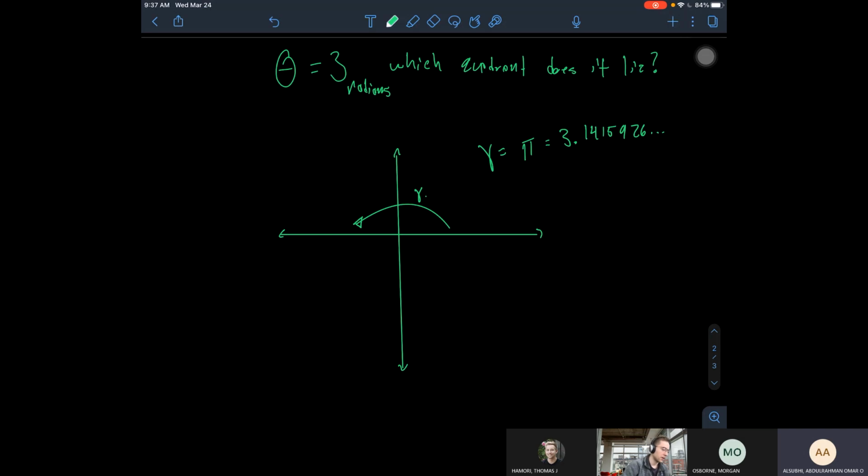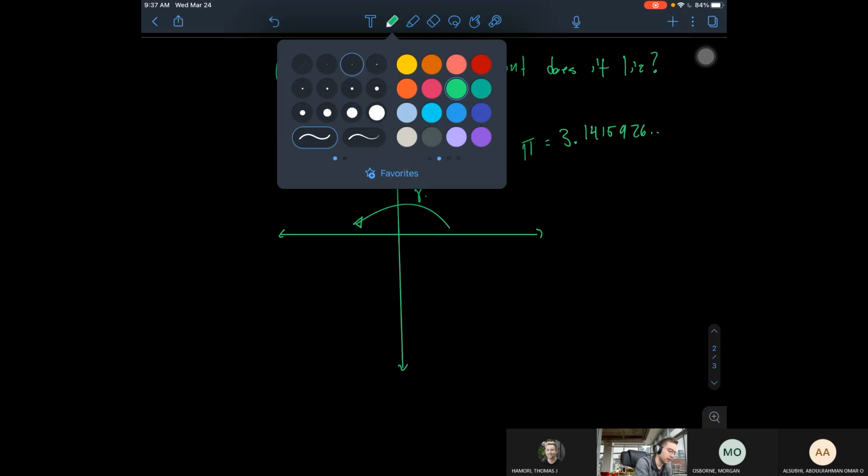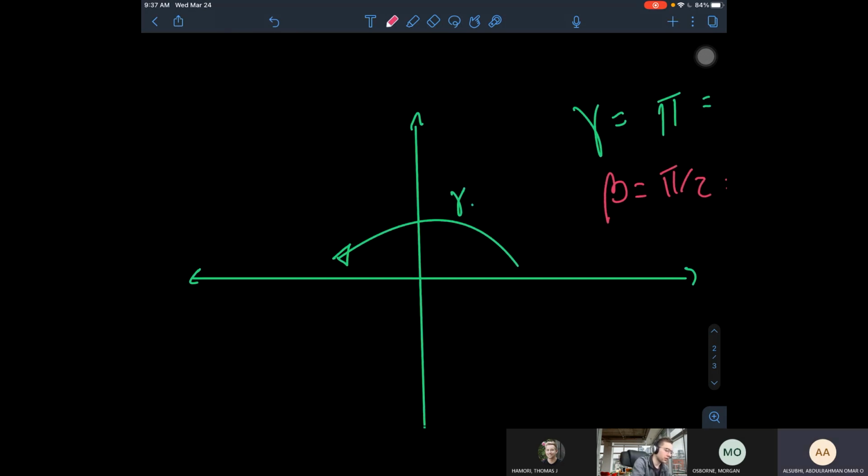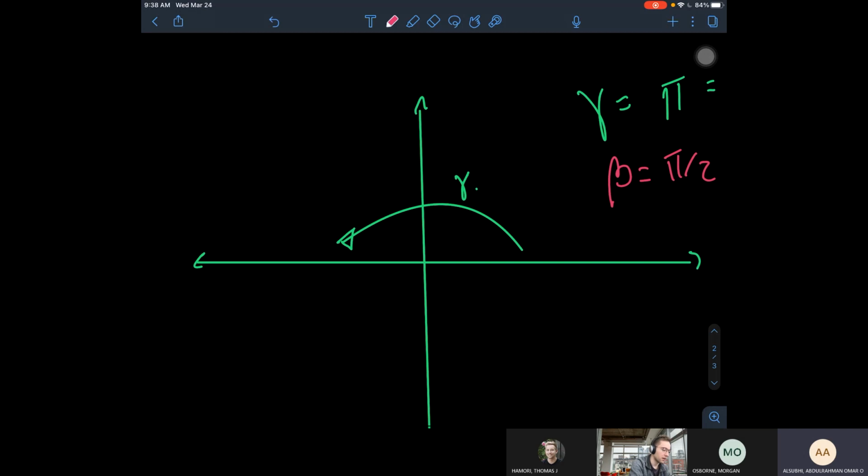How about pi over 2? Let's do beta equals pi over 2. Which direction does that one face? That gives us a 90 degree angle. Yes, it'll look like this, right? Here's beta, a right angle, and beta faces in this direction, straight up.